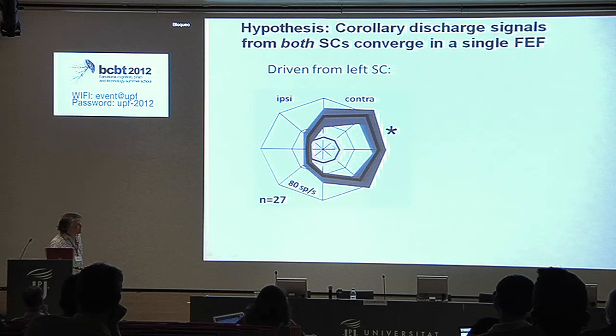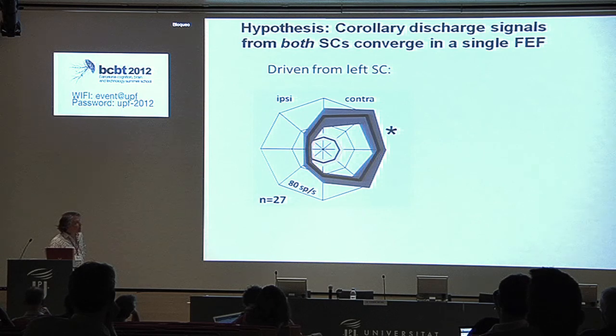The gray circle here shows the baseline activity of the neurons on average, and this shows the response of the neurons. So these neurons that were driven only from the left colliculus had very strong contralateral receptive fields. This was true for the average, but also true for all the individual neurons, which I'm not showing here.